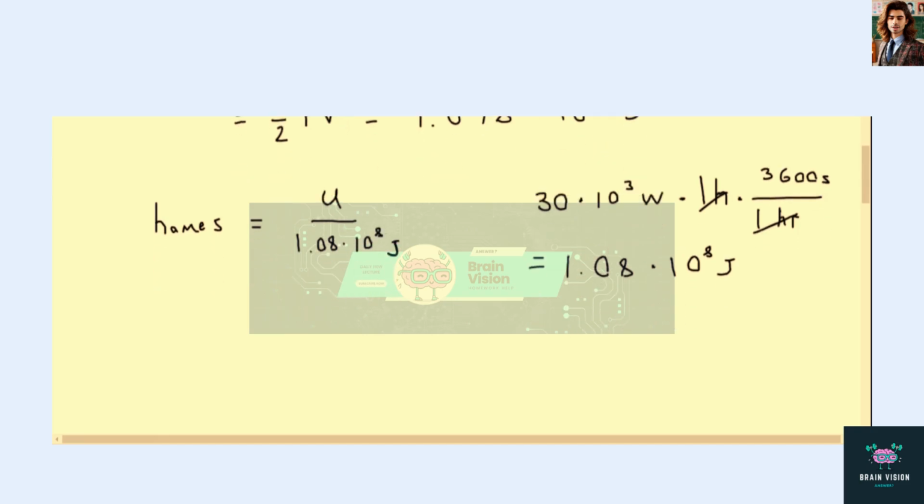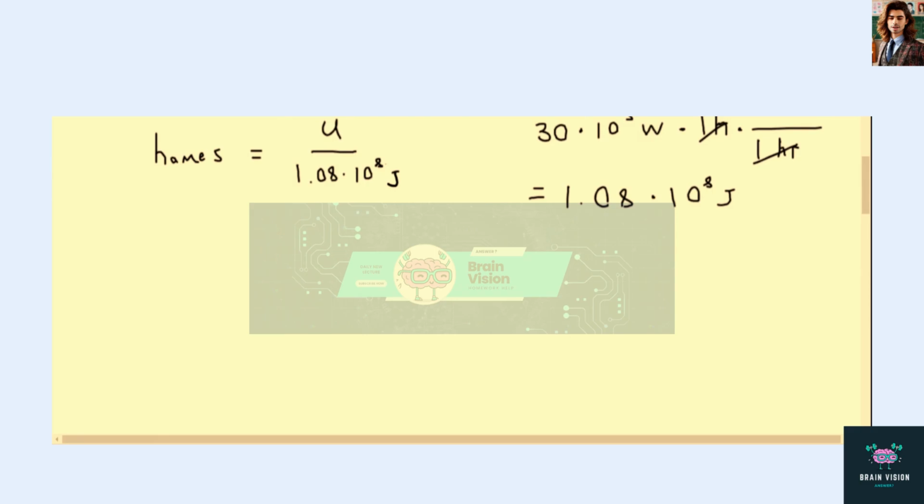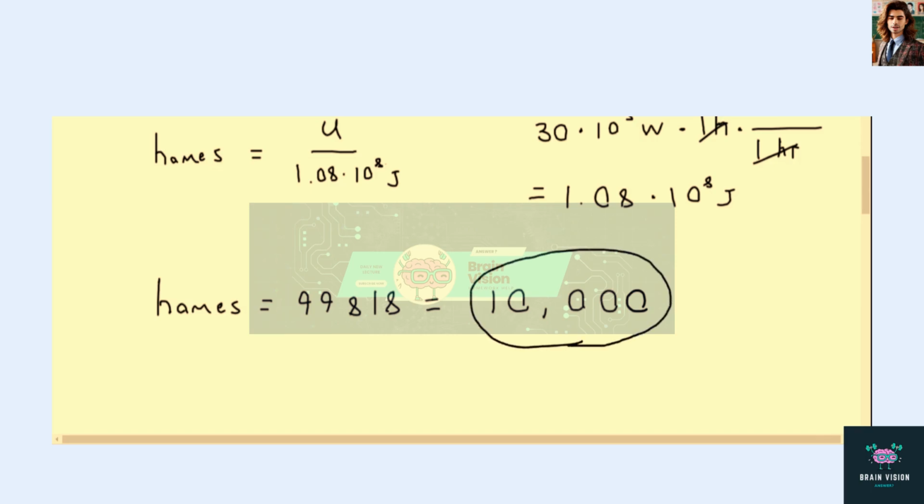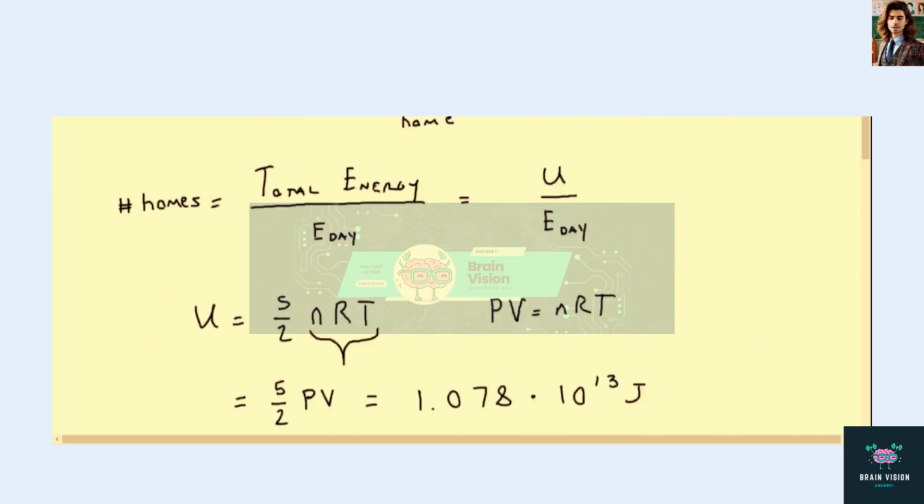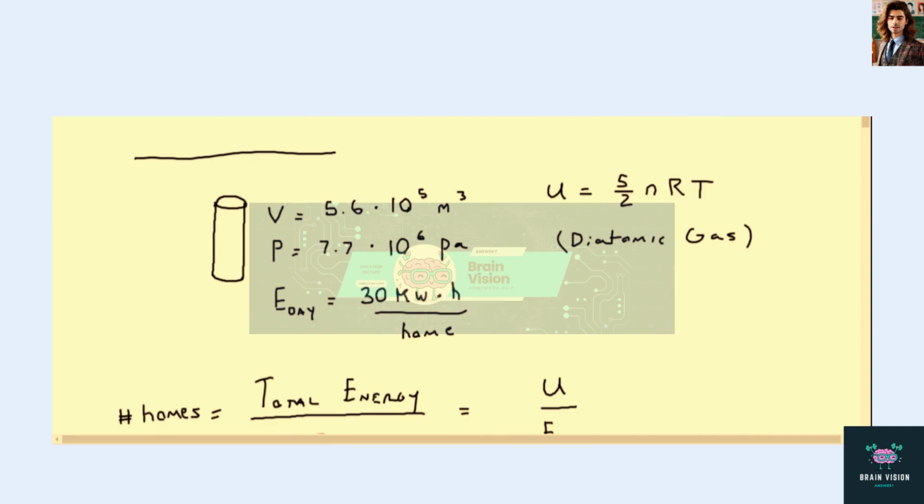Okay, so if we do that and we plug those numbers in, we'll get that the number of homes we can power is 99,818 about. Or if we respect our significant figures here, we'll just go to the second digit and we'll end up with 100,000 homes. So we could power 100,000 homes for an entire day just with this single storage of underground gas.